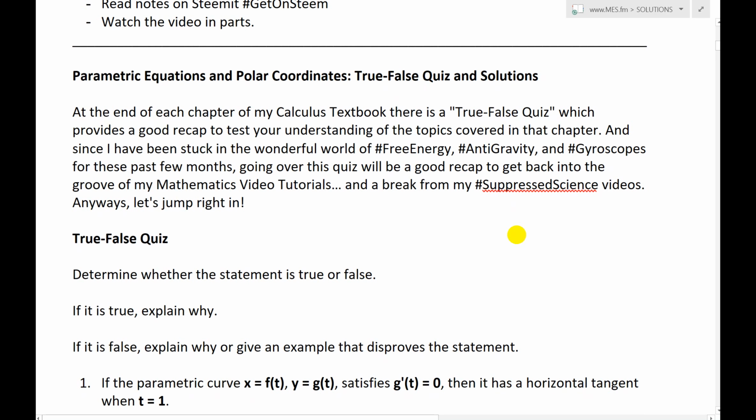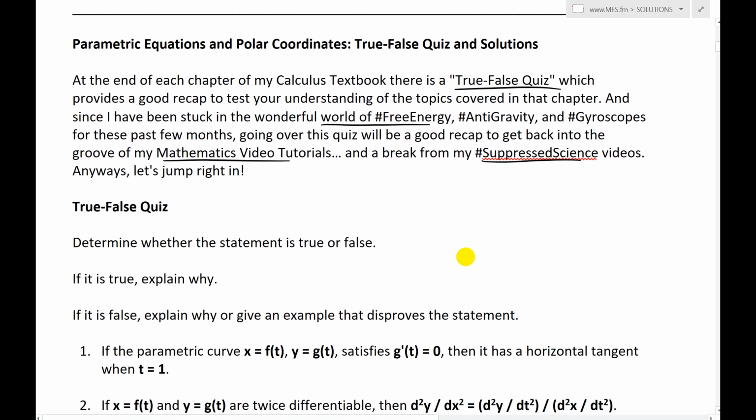So, as I stated earlier, at the end of each chapter of my calculus textbook, there is a true-false quiz which provides a good recap to test your understanding of the topics covered in that chapter. And since I've been stuck in the wonderful world of free energy, anti-gravity, and gyroscopes for these past few months, going over this quiz will be a good recap to get back into the groove of my mathematics video tutorials and a break from my hashtag suppressed science videos, or I like to call them, real science. Anyways, let's just jump right in.